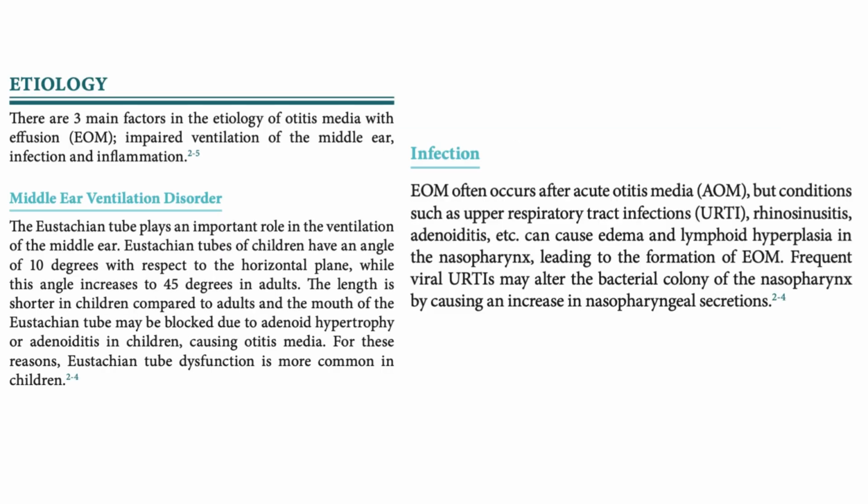Etiology. There are 3 main factors in the etiology of otitis media with effusion, EOM: impaired ventilation of the middle ear, infection and inflammation. Middle ear ventilation disorder. The eustachian tube plays an important role in the ventilation of the middle ear. Eustachian tubes of children have an angle of 10 degrees with respect to the horizontal plane, while this angle increases to 45 degrees in adults. The length is shorter in children compared to adults, and the mouth of the eustachian tube may be blocked due to adenoid hypertrophy or adenoiditis in children, causing otitis media. For these reasons, eustachian tube dysfunction is more common in children.